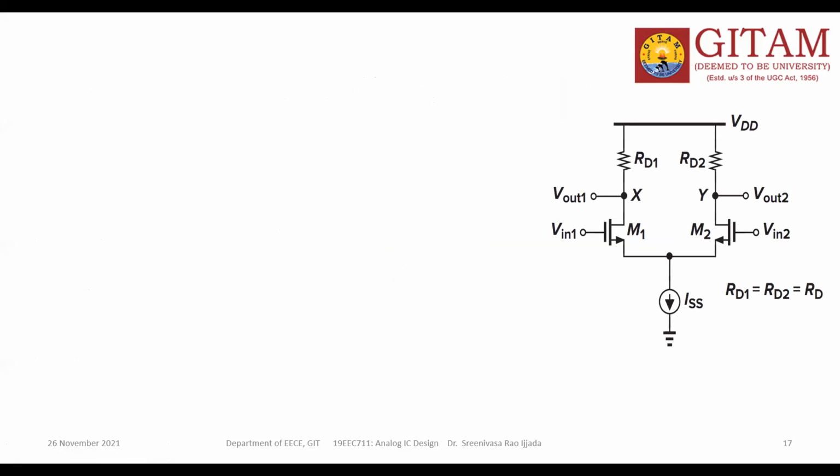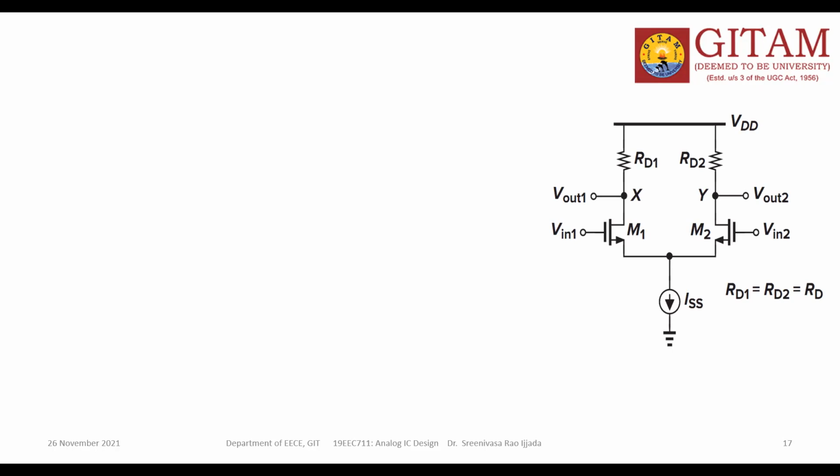So in the last class, we started the differential pair. In the differential pair, we have two branches, two transistors M1 and M2, and two loads RD1 and RD2, and one tail current source, that is ISS. In the last class, we studied this.